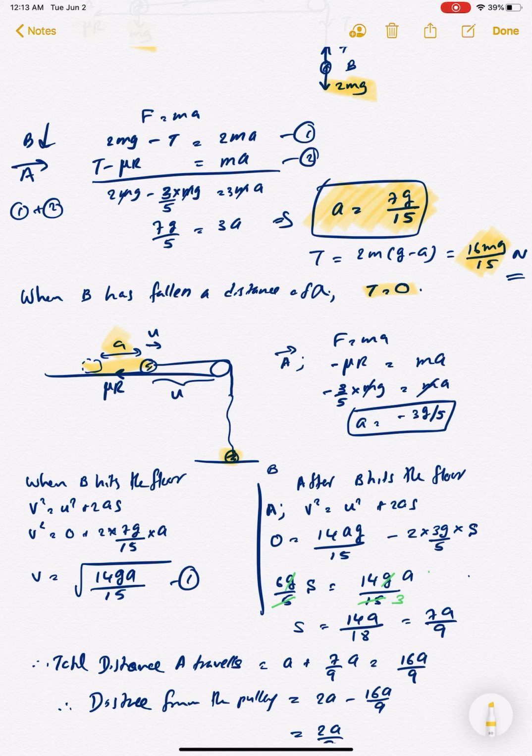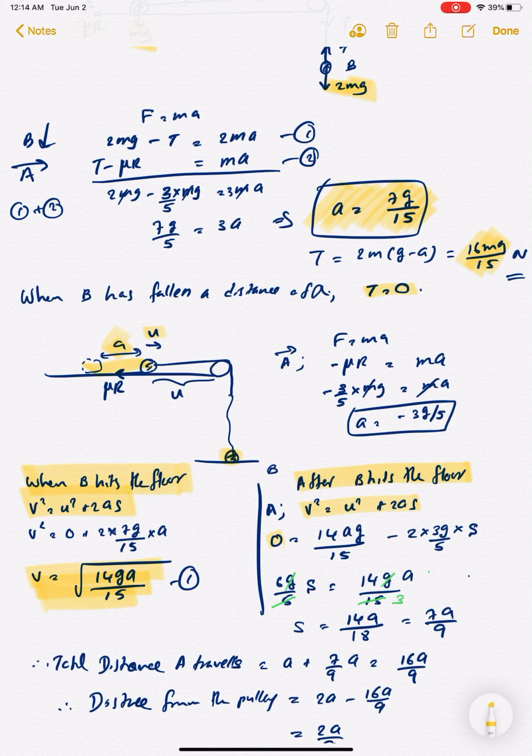So let's find that speed u first. When B hits the floor, the speed of A is the same as the speed of B, so v squared is equal to u squared plus 2as. So we finally arrive at v equals root of 14ga/15. So this becomes the speed u at the moment B hits the floor. After B hits the floor, when you apply the same equation to A, you can say the final velocity, where it comes to rest, is 0.